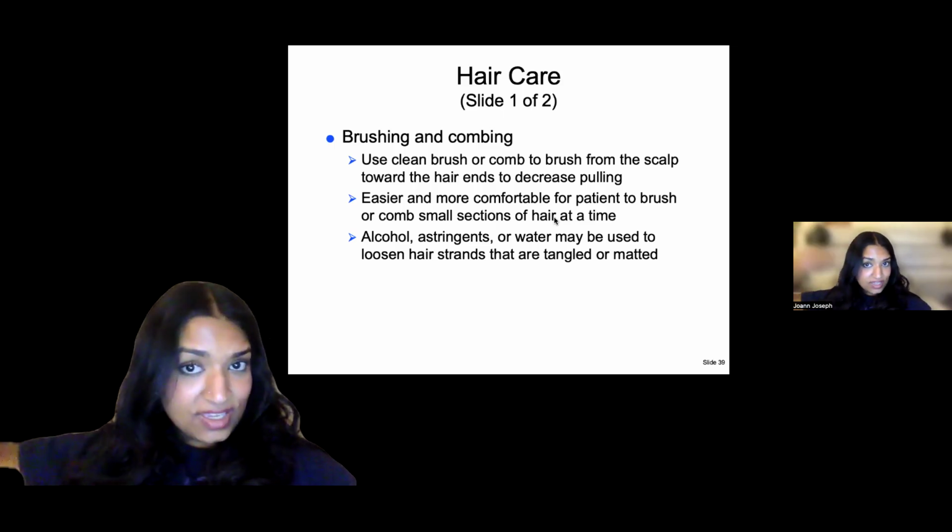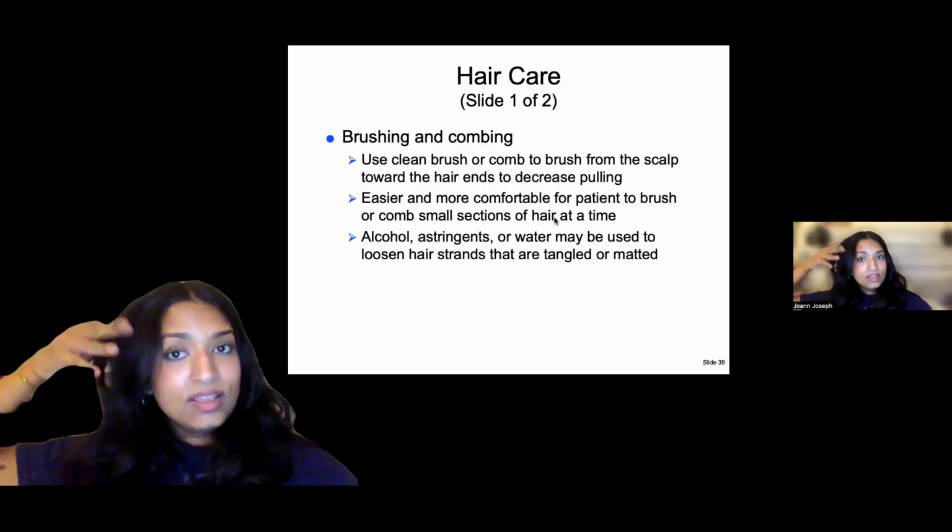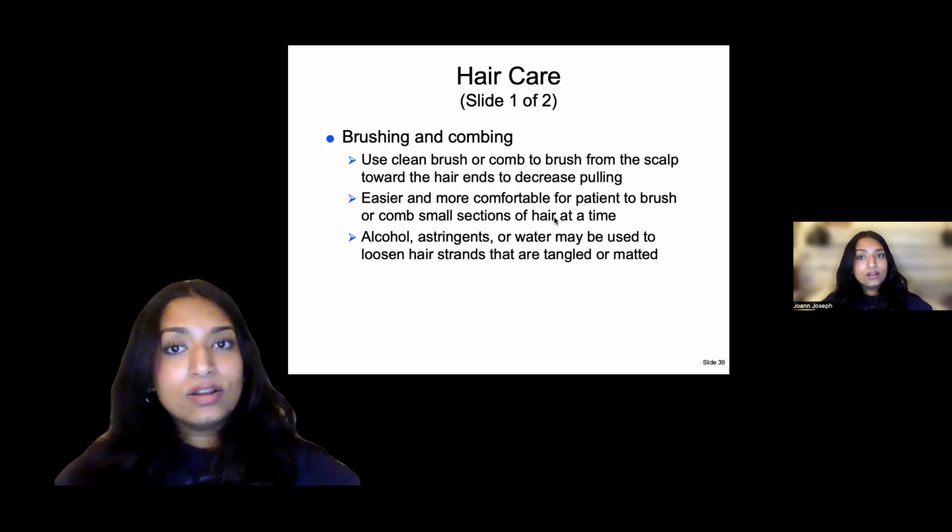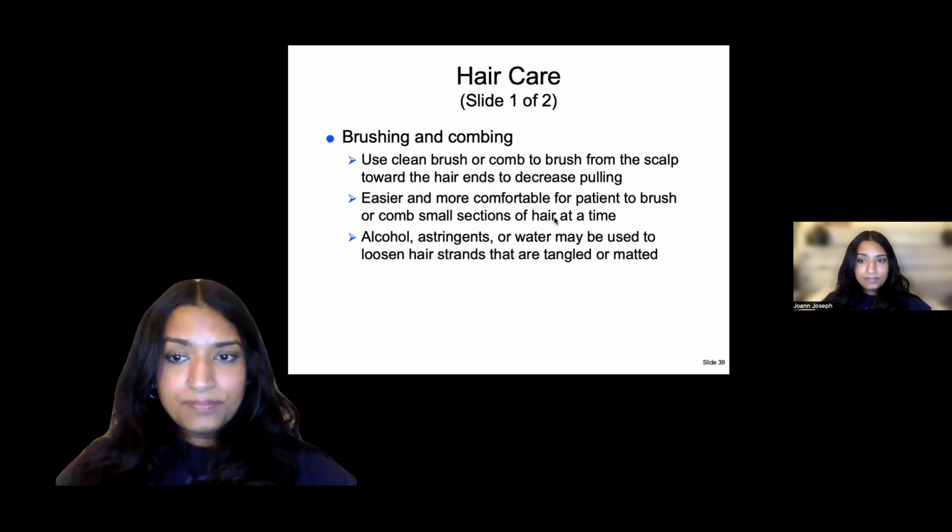You also want to hold the hair when you're brushing or combing so that you're not just tugging and pulling down. You're holding the hair as you're combing so that you are providing stability and not pulling.